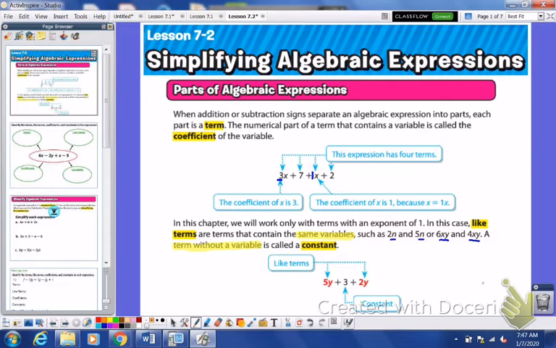Then last up, a term without a variable is called a constant. So in this case, 5y plus 3 plus 2y. Our 5y and our 2y would be our like terms because they both have a y. And the 3 would be a constant because it does not have a variable.